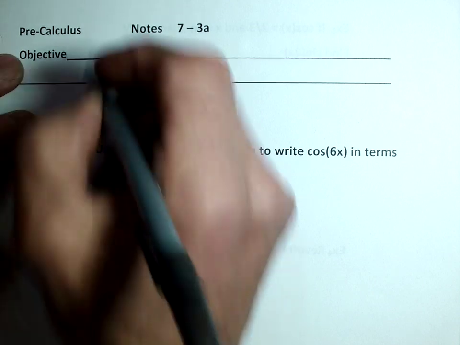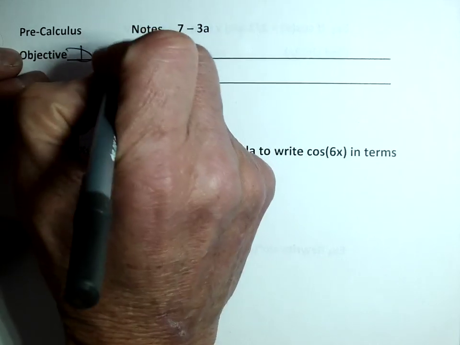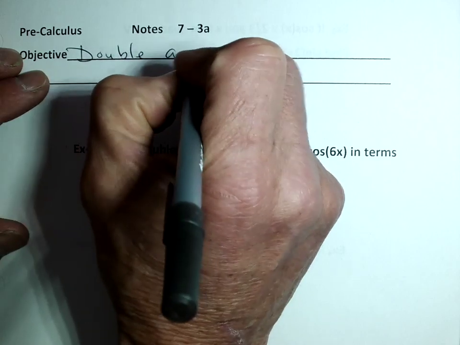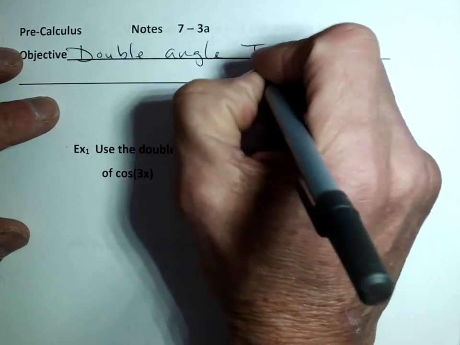Okay, today we're talking about double angles. Double angle identities.